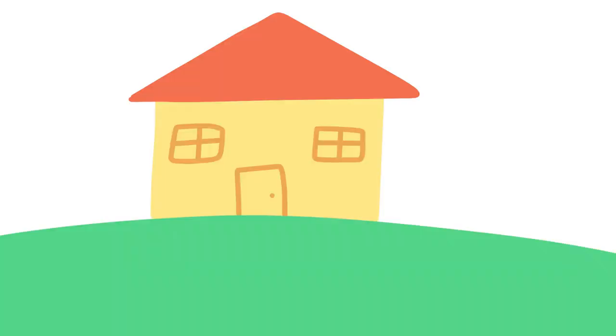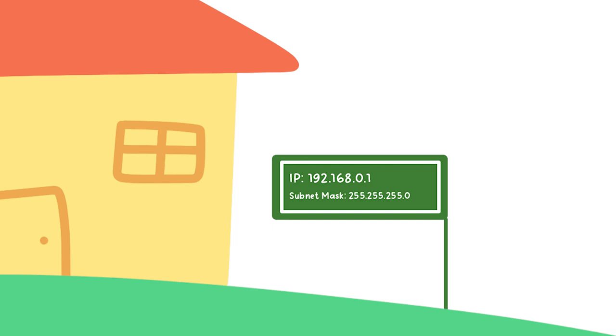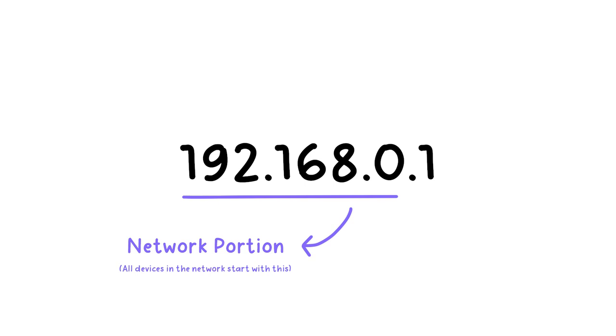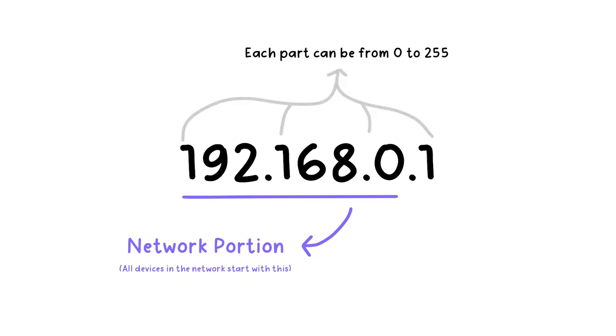Let's take a deeper look into IP addresses. When we see an address like 192.168.0.1, it is usually also associated with something called a subnet mask, like 255.255.255.0. From this, we can gain two pieces of information, the first being the network it is in, and the second being the number of devices allowed in the network. Using the same example, 192.168.0 would be the network address, meaning that all devices in this network will start with 192.168.0. Each of these parts can be any number from 0 to 255. The last portion is the host portion, and must be unique for each host within the network.